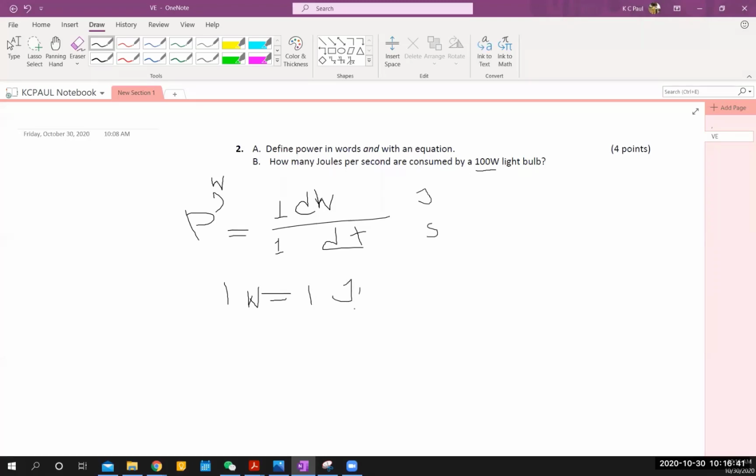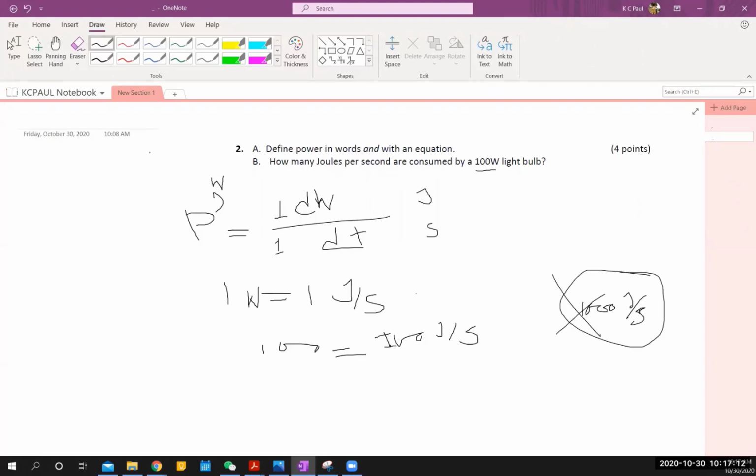1 joule per second. So there is no way to get from 100 to 1000. Some of you have got 100 is equal to 1000. If 1 watt is 1 joule per second, then 100 watts is straightforwardly 100 joules per second, right? So this is also very simple. Some of you have answered 1000 joules per second. I don't know how you got this one, but this one is wrong.